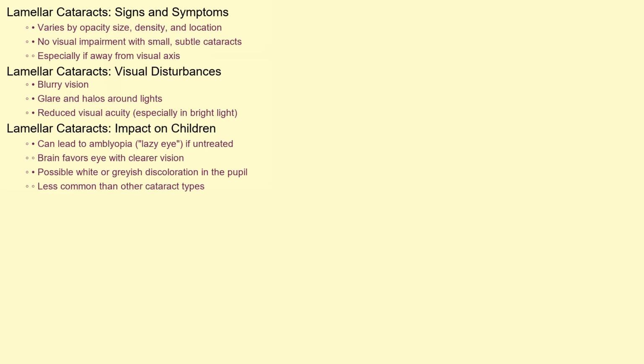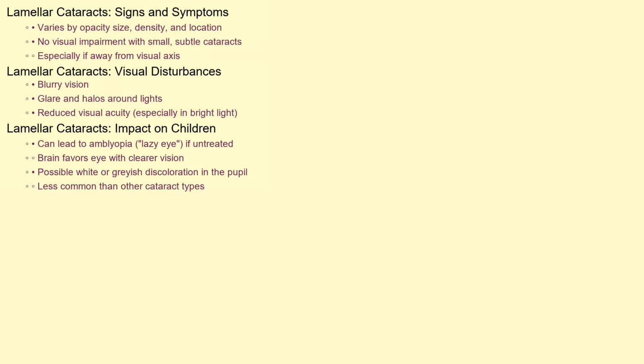The signs and symptoms of lamellar cataracts vary depending on the size, density, and location of the opacity. Some individuals with small or subtle lamellar cataracts may experience no noticeable visual impairment, particularly if the opacity is located away from the visual axis. Larger or denser cataracts, however, can cause blurry vision, glare, halos around lights, and reduced visual acuity, especially in bright light.